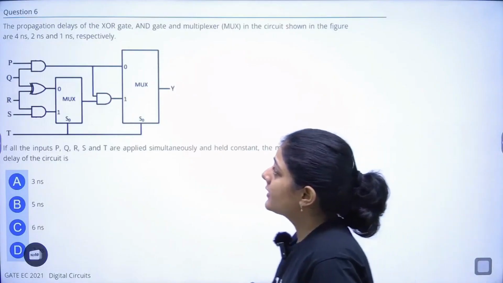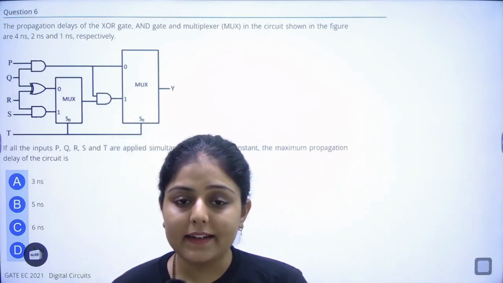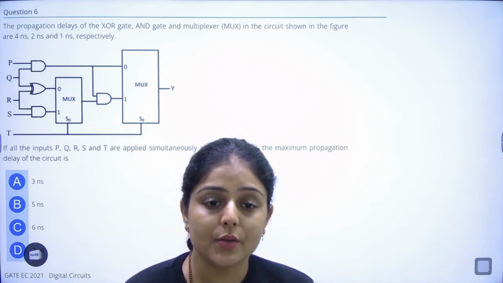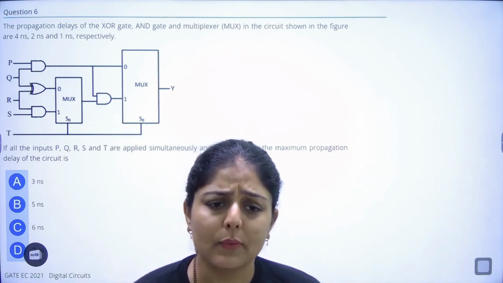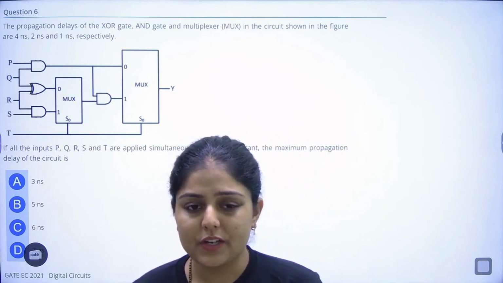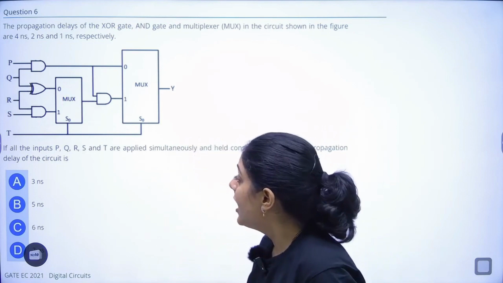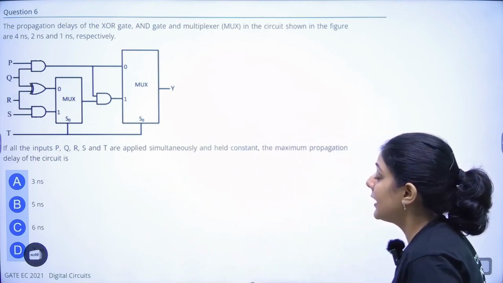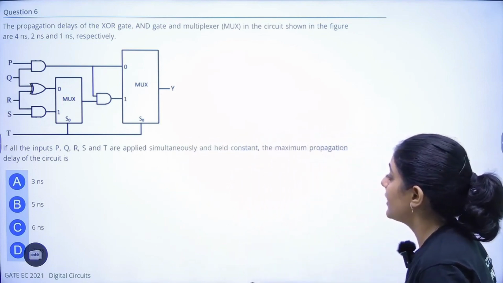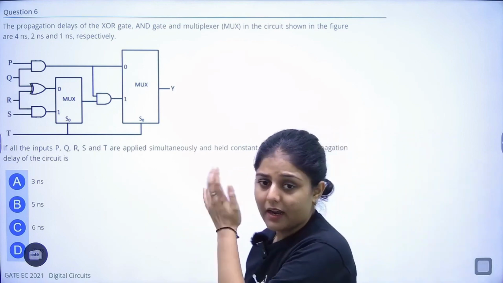Okay, so the next question says that the propagation delays of the XOR gate, AND gate, and the multiplexer are shown in the given circuit, which are equal to 4 nanoseconds, 2 nanoseconds, and 1 nanosecond. This is a combinational circuit question, so it's okay. We will do it if it is present in the slide. If all the inputs P, Q, R, S, T are applied simultaneously and held constant, we have to calculate the maximum propagation delay.